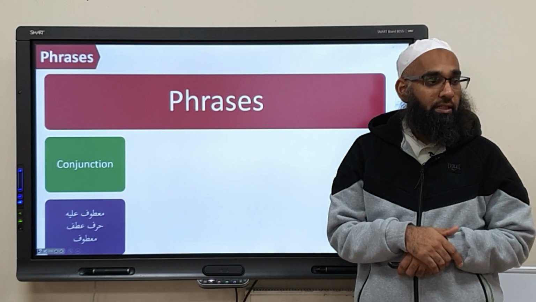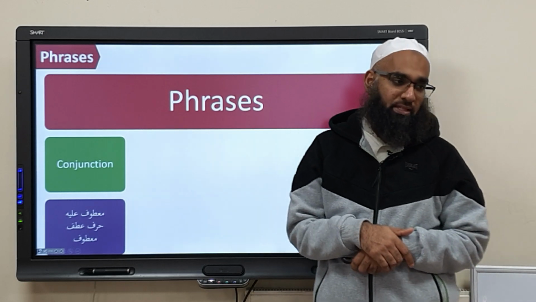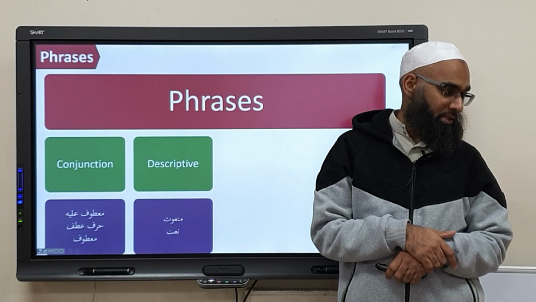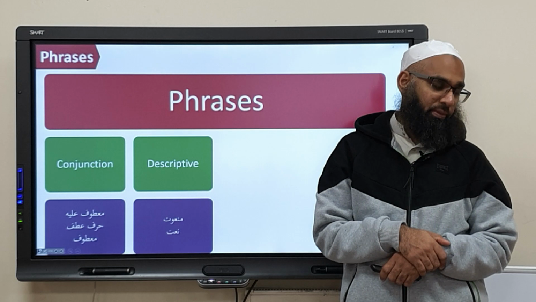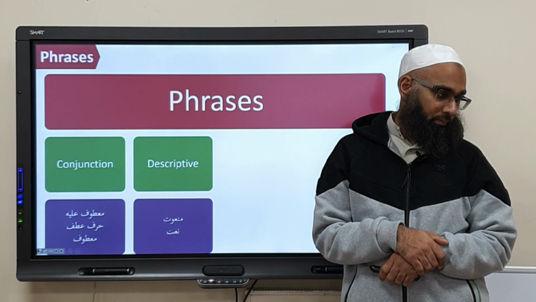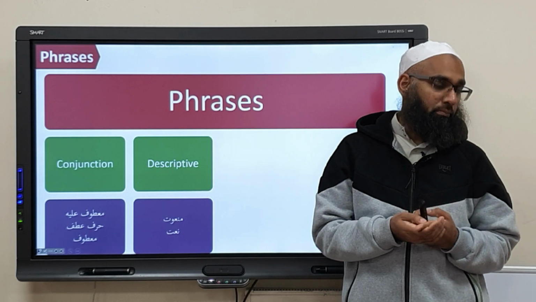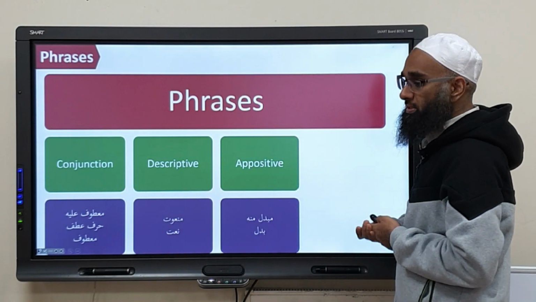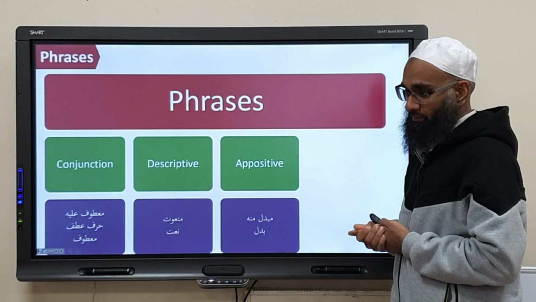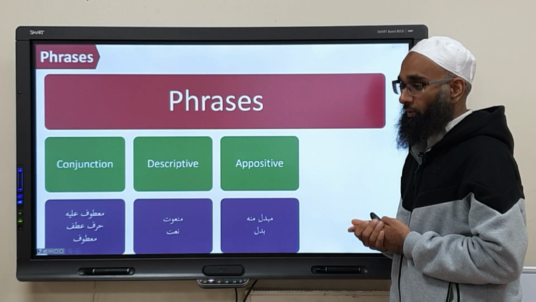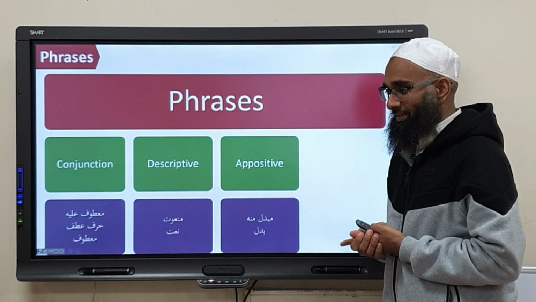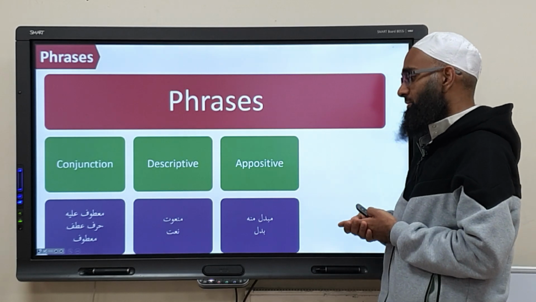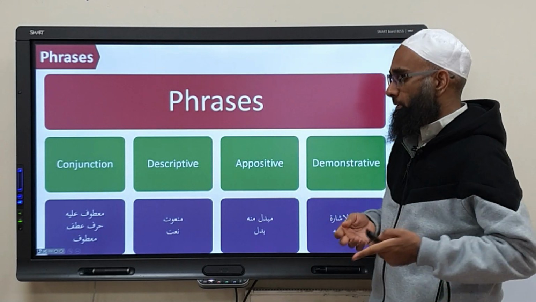Descriptive phrase. What are the two words of the descriptive phrase? Man'ut and na'at. The third phrase we done was a positive phrase, which is called? Mubdalun minhu and badalun. And the fourth phrase we done was the one that you forgot. Ismul ishara and musharun ilay, which is called the demonstrative phrase.